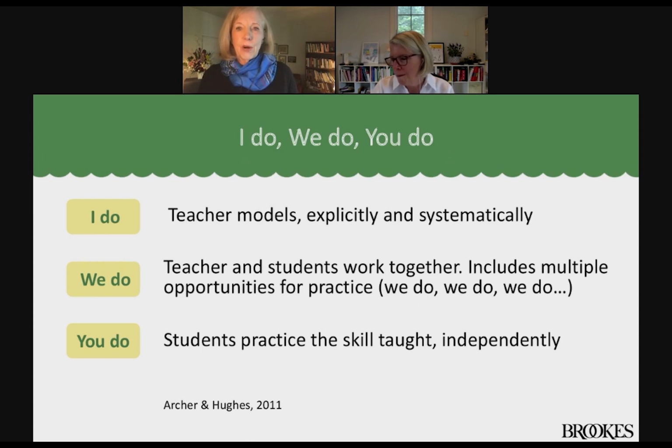So in the I do, you're introducing the new material, modeling it, and then you're providing ample opportunities for students to practice. The we do, you're intervening and reviewing if the students are not making progress, and you're providing them a lot of ways to continue practicing throughout the year on these skills.